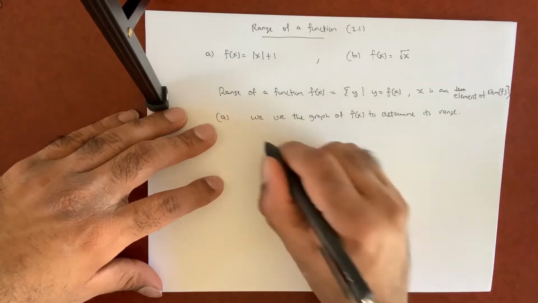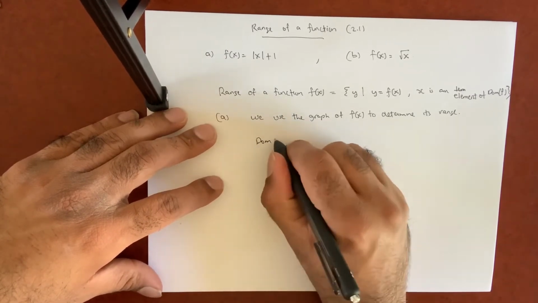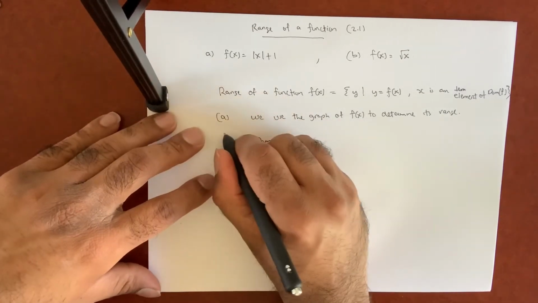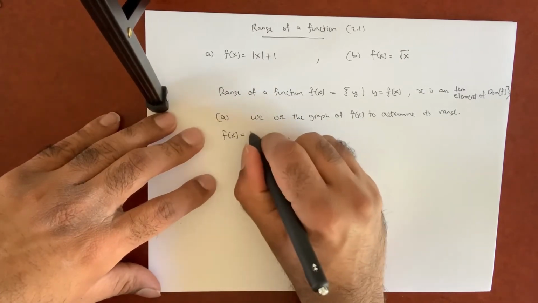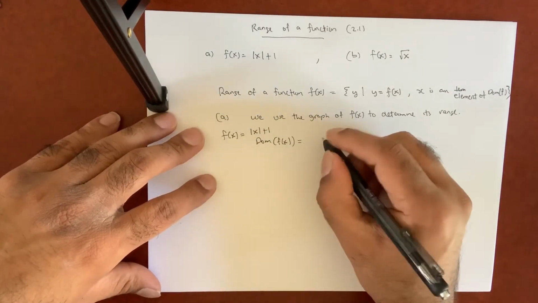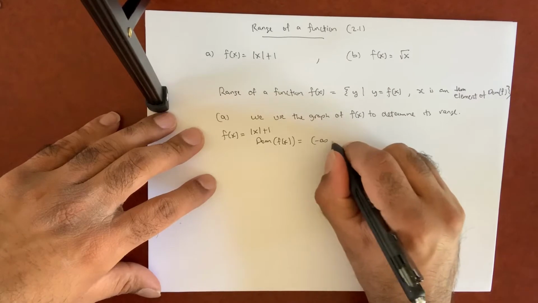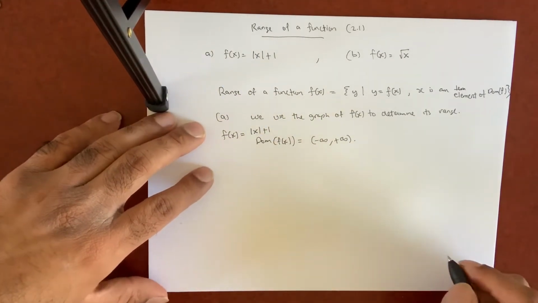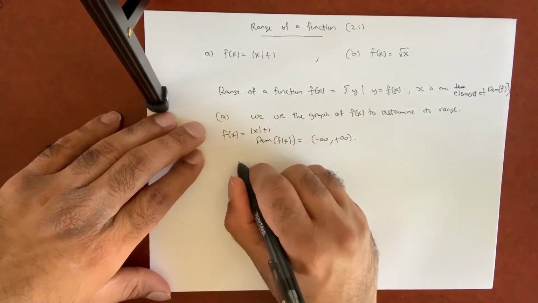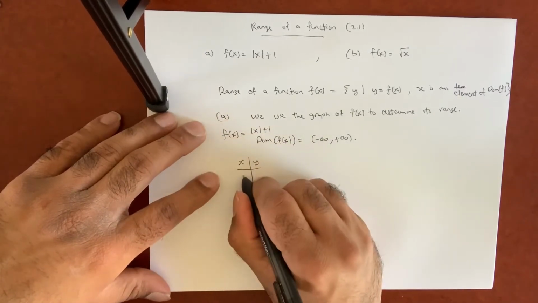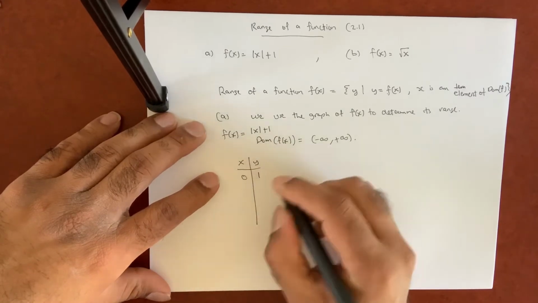So let's start with doing the domain of f of x, where again f of x is the absolute value of x plus 1. The domain of f, well, you can take the absolute value of anything, so it's just everything, negative infinity to positive infinity. So what we're going to do is we're going to make a little chart of x, y values just to start, and then we'll get the graph out of that.